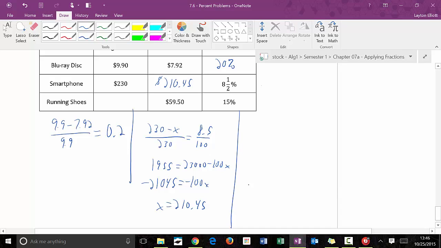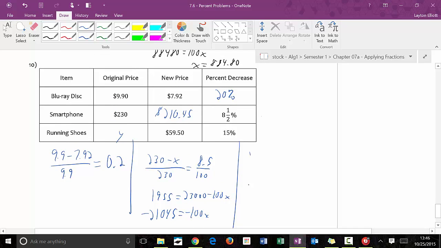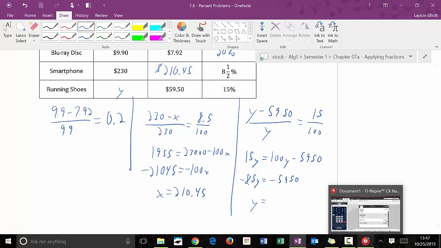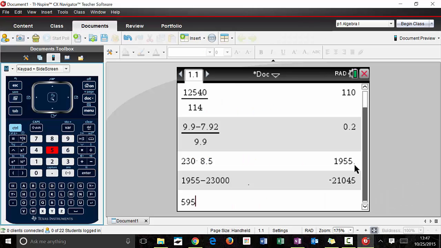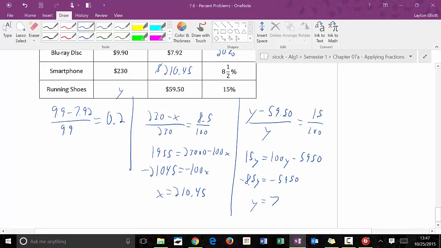I'll use a y here. Again, we're doing percent decrease, so it's my original minus my new over the original, and that's equal to 15 over 100. Cross multiply, I get 15y is equal to 100y minus 5950. Subtract, I get negative 85y is equal to negative 5950. And then divide by negative 85, and I get 5950 divided by 85, 70. So then this would be $70.